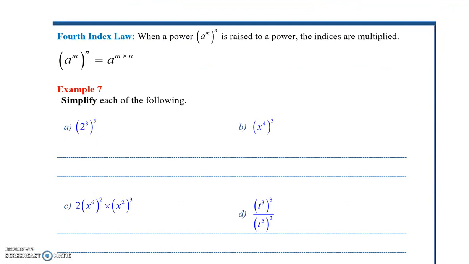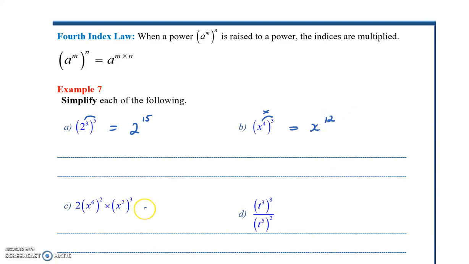The fourth index law, when a power is raised to another power, the indices are multiplied. Here we have 2 cubed raised to the power of 5. Our power is raised to a power, so we multiply the 3 and 5. 3 5s are 15. In question B, we have x to the 4 raised to the power of 3. We multiply these two together, which means it's x to the 12.